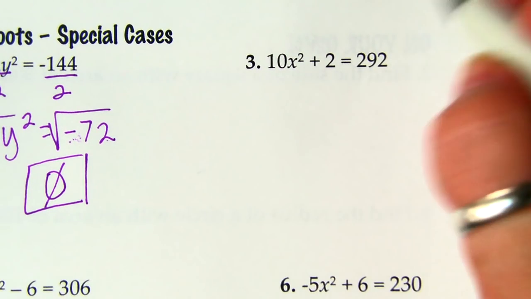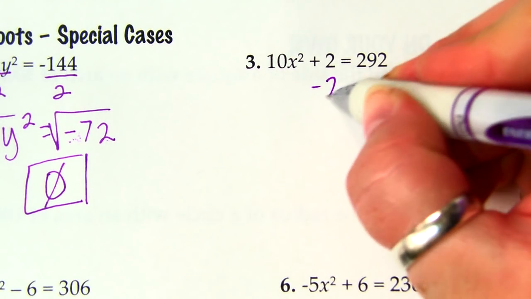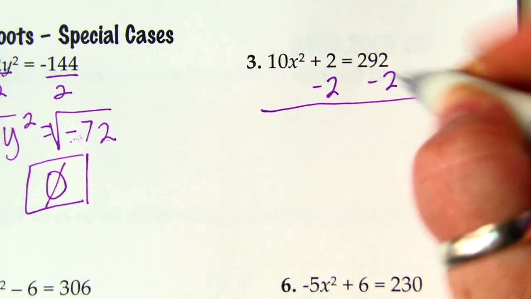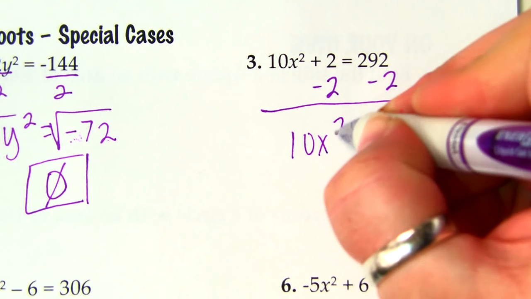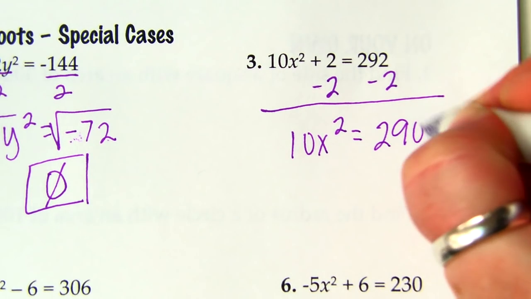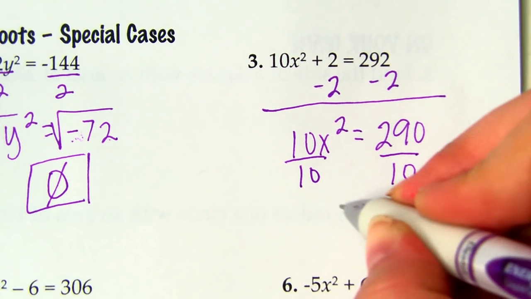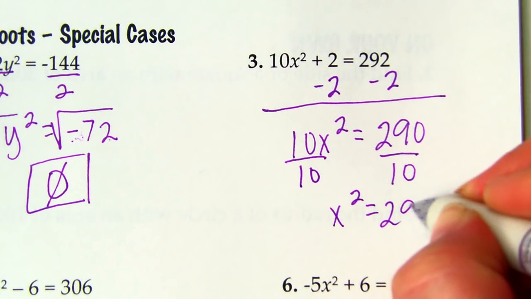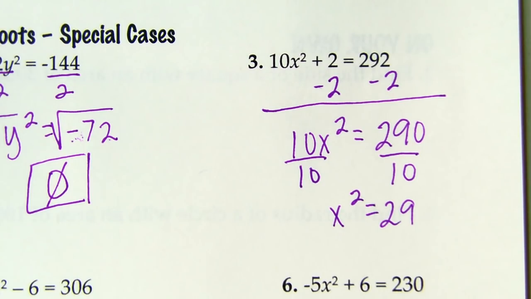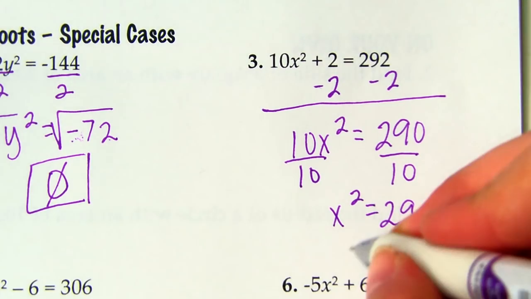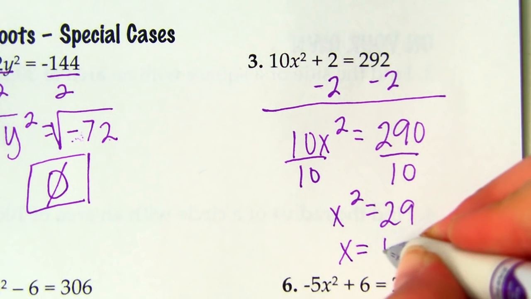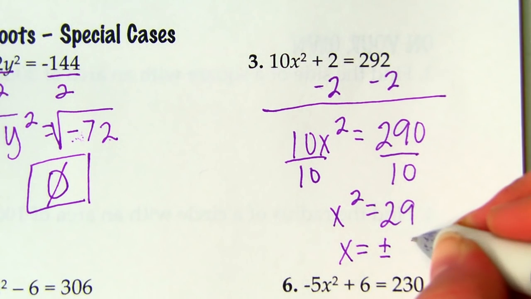Let's try number 3. So first we're going to subtract 2. So 10x squared equals 290. Divide by 10. X squared equals 29. And that's not a perfect square, so we're going to get a decimal again. So x equals positive and negative 5.4.